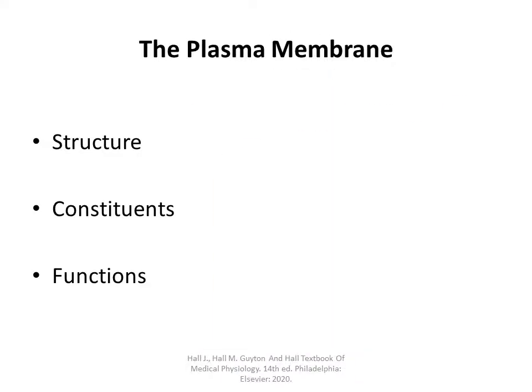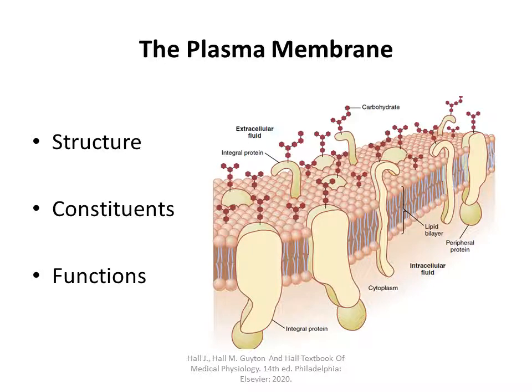We are going to start with the plasma membrane. We are going to see its structure, constituents, and its functions. In this diagram, you can see the basic scheme of the plasma membrane. Plasma membrane is an entity which covers the cell.